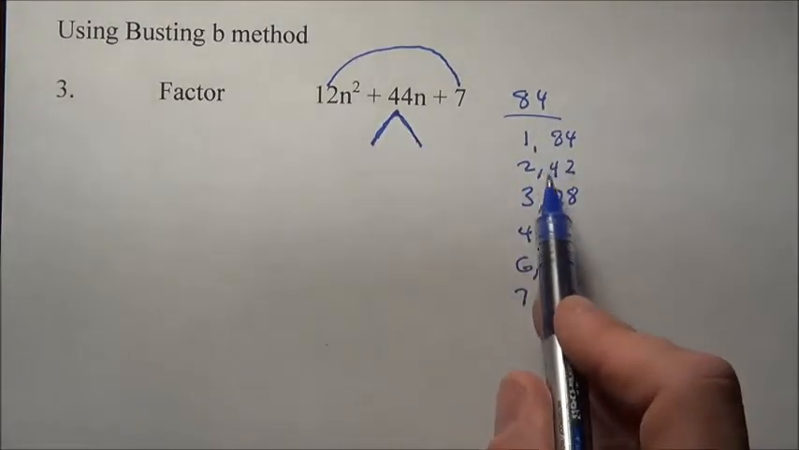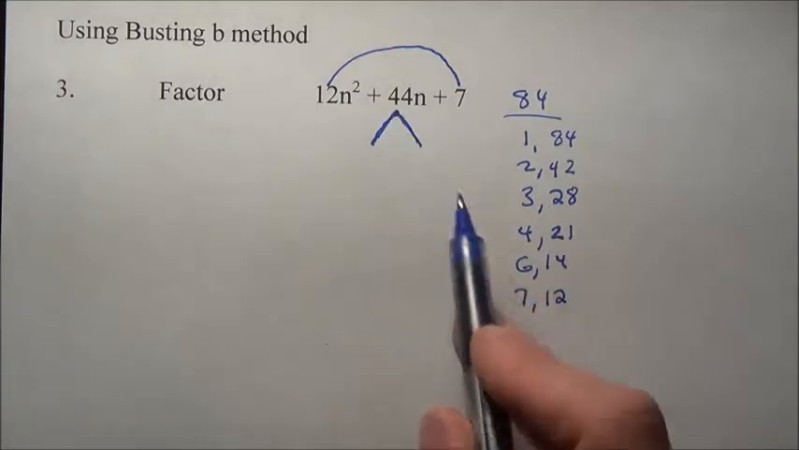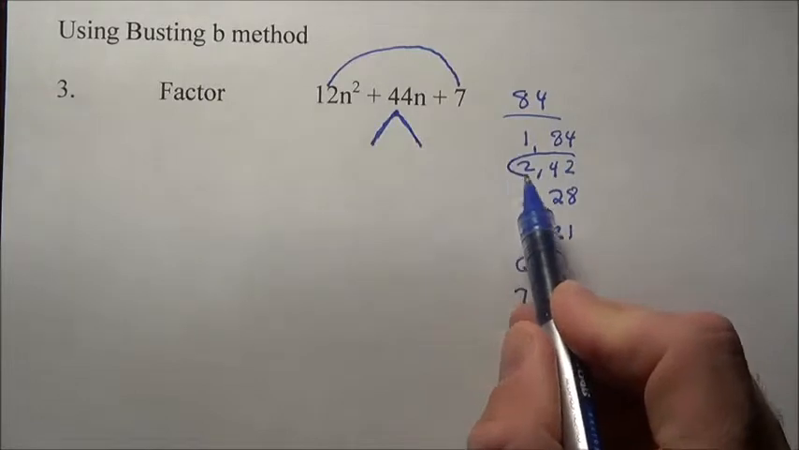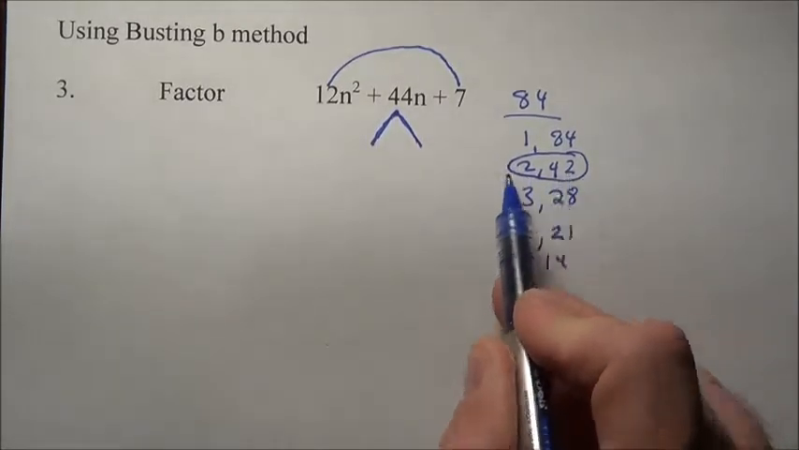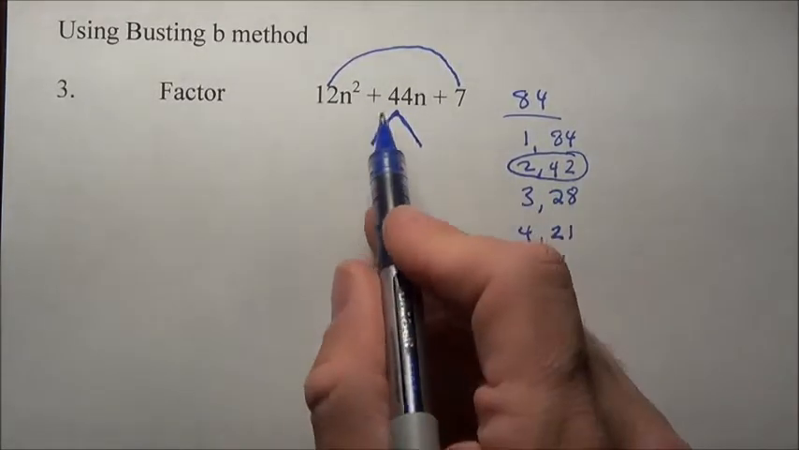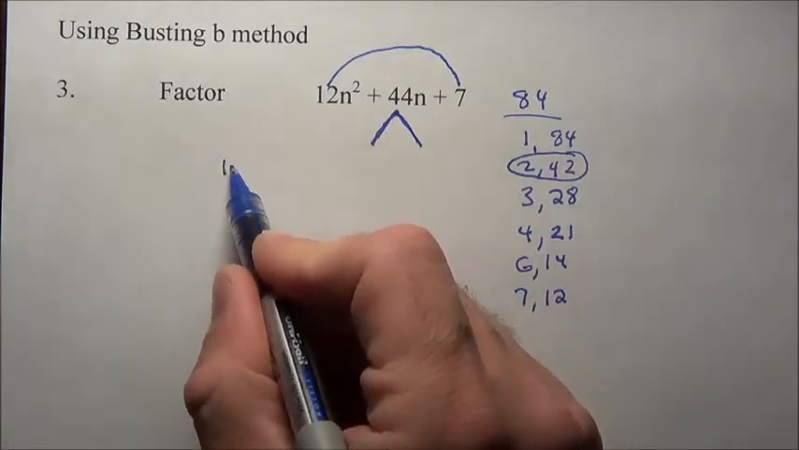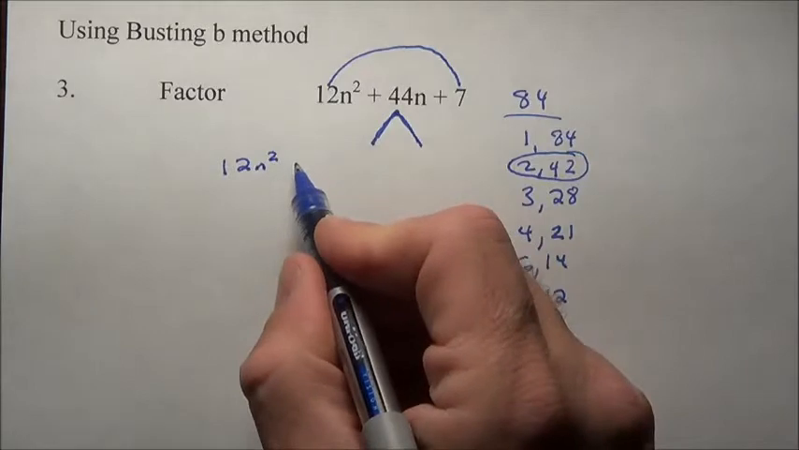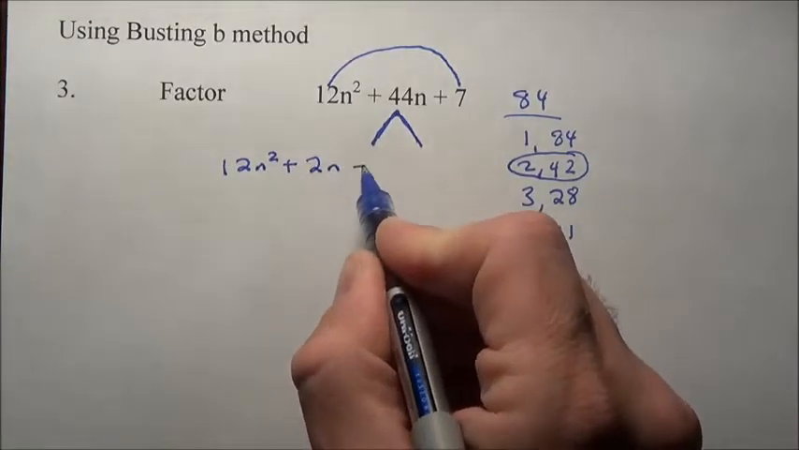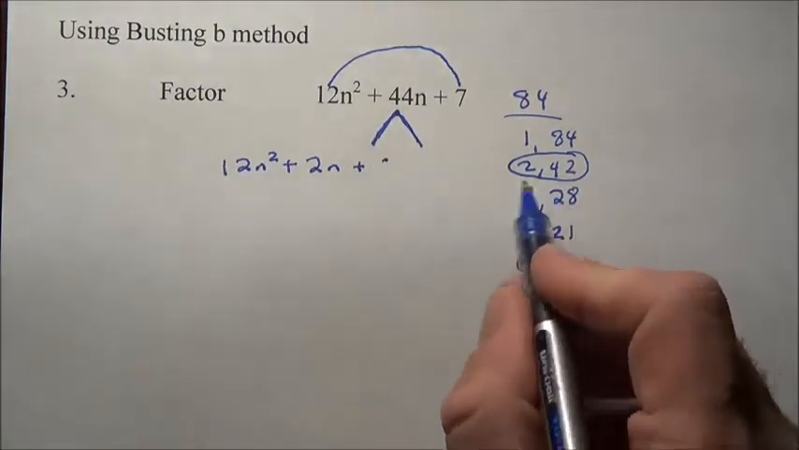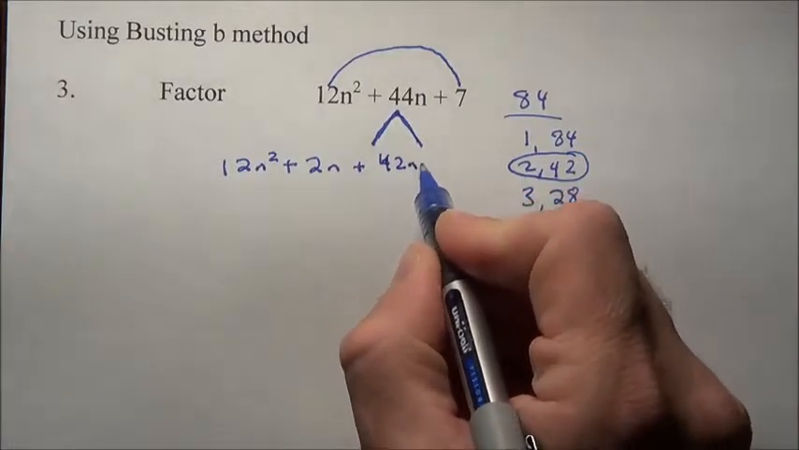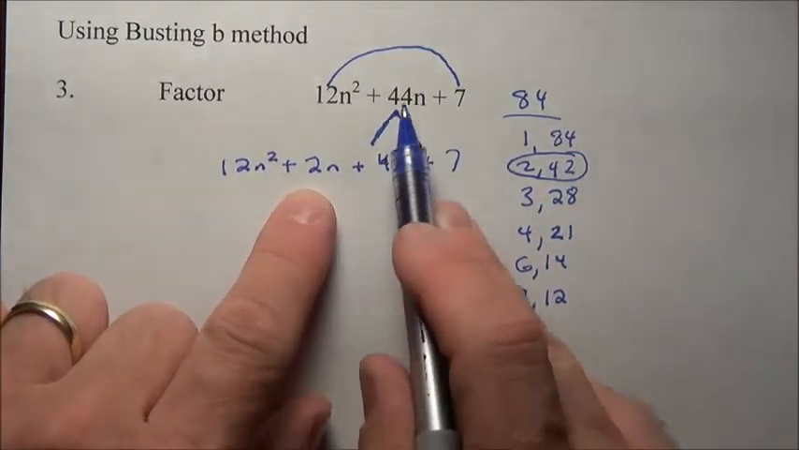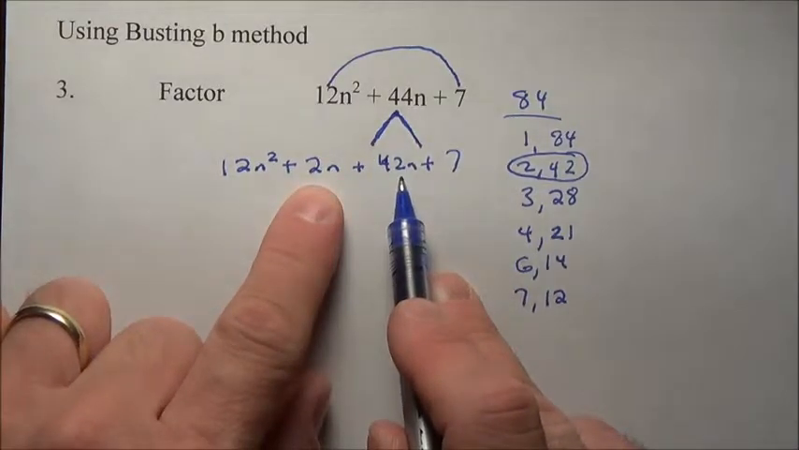Now what I have to do is figure out which of these are going to add together to give me 44. 3 and 28, no. Right there, those guys. So that's who I'm going to bust it into. So I'm going to bust this into 12n squared, the 44 I'm going to break into a 2n, so plus 2n plus 42n plus 7. Notice this is the same thing because all I've done is taken the 44 and broken it into 2 pieces.